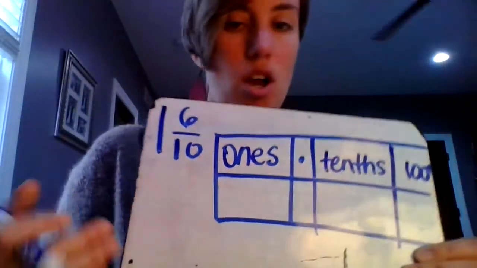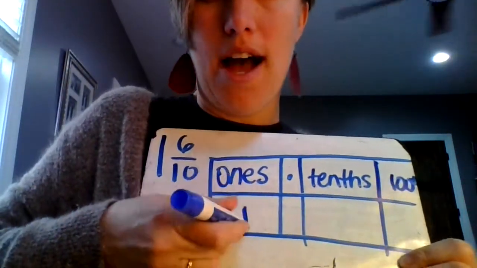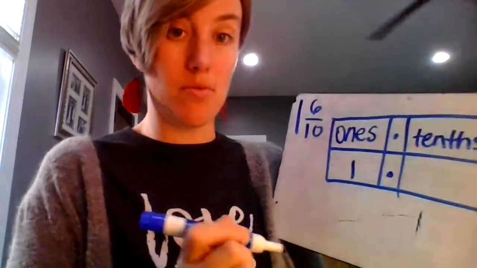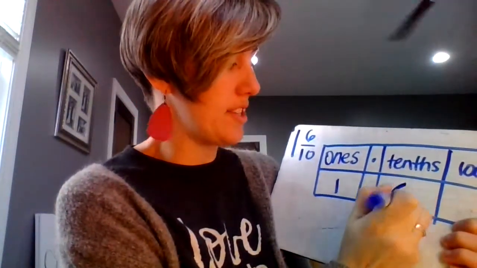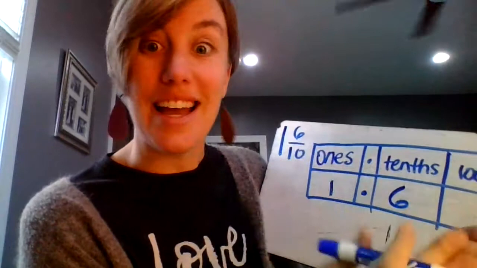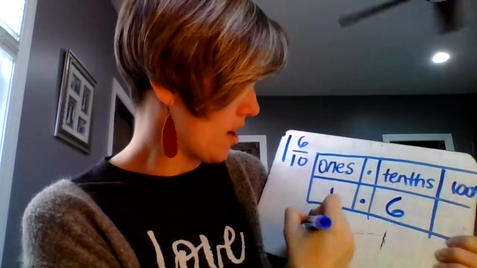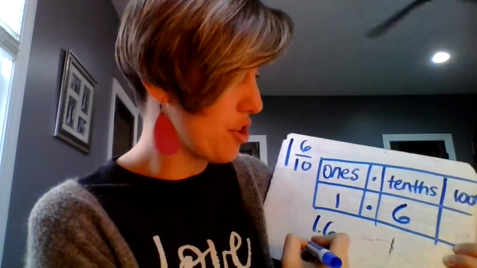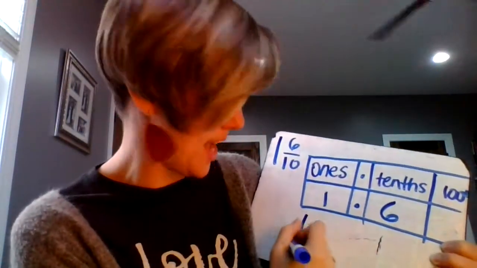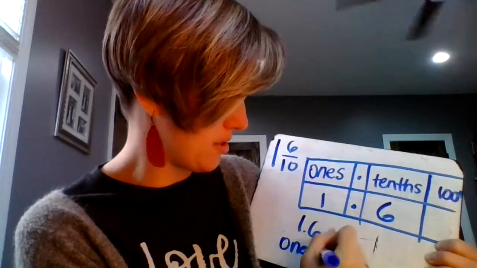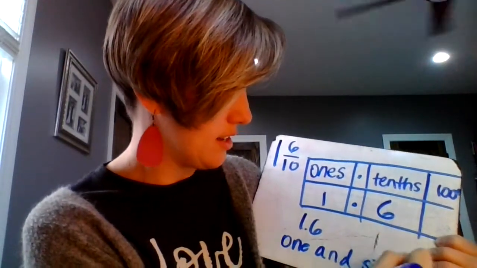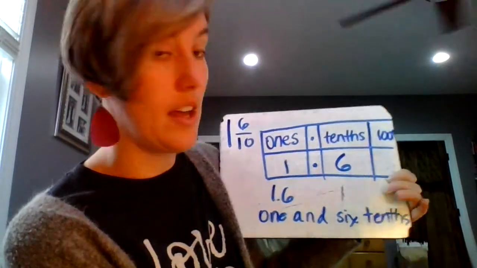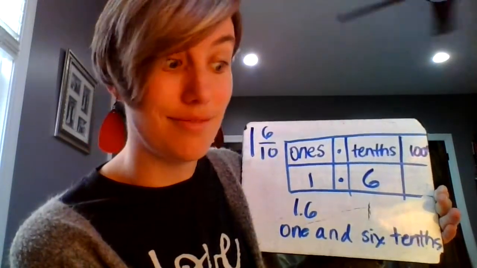We have 1 whole item, 1 whole mile, and then our decimal point, and then we have 6/10, and we're done. You're going to write 1.6, 1 and 6/10. That's how this works. That's it.